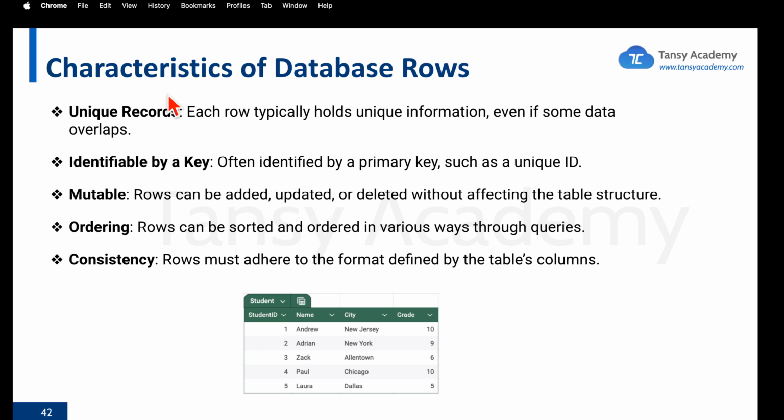Okay, what are the characteristics of a row? Unique records. So this 3 is unique here. What does 3 tell me? That is information for Zach, who lives in Allentown and is in 6th grade. Each row typically holds unique information even if some overlaps. So here I am going to say that Adrian is from 9th grade. Again, Paul is from 10th grade. There can be another student, Andrew, from the 10th grade.